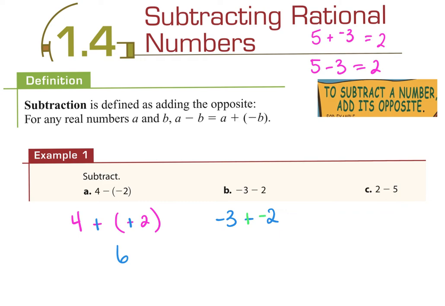Same sign or different sign? Same sign. 3 plus 2 is... they were both negative. That is my answer. All right? By the way, this is where I have the most problems with students.